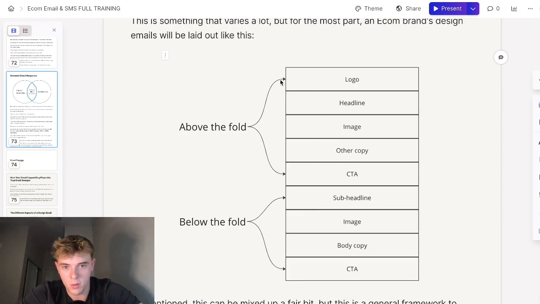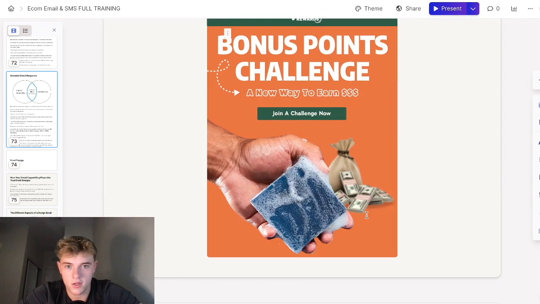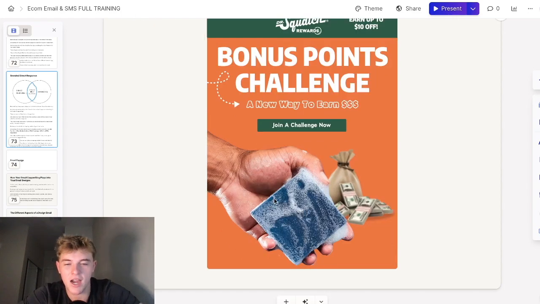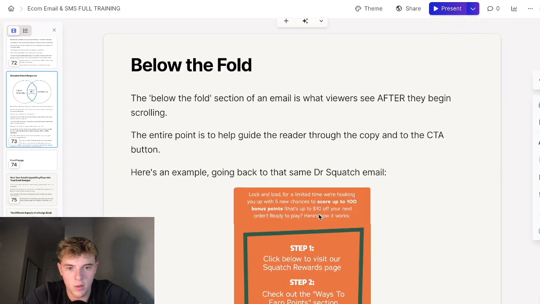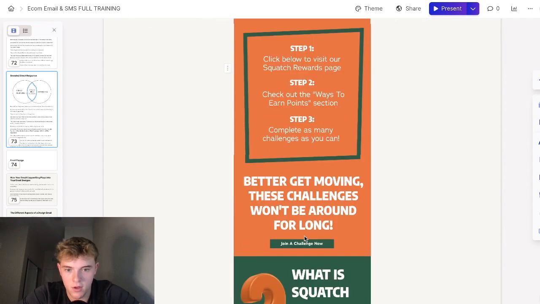So you're going to have the above the fold section here. You have the logo, headline, image, other copy like subheadlines and body copy, and then your above the fold call to action. Then in the below the fold section you'll have a subheadline, an image, body copy, and call to action. If we go back to this one, you can see in the header section they've got the logo, headline, other copy, and a call to action, and then this image kind of acts as a transition, but it's also just imagery. And then below the fold you have this copy, more copy, call to action.